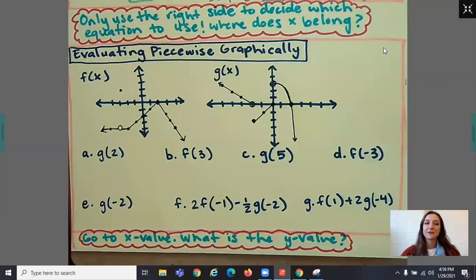Hello everyone, in this video we're going to be evaluating piecewise graphically. Before we were doing it algebraically, but a lot of people like graphically better though. So let's see if you're one of those people. We're going to start at first.